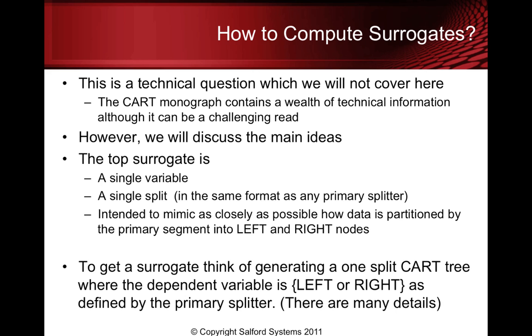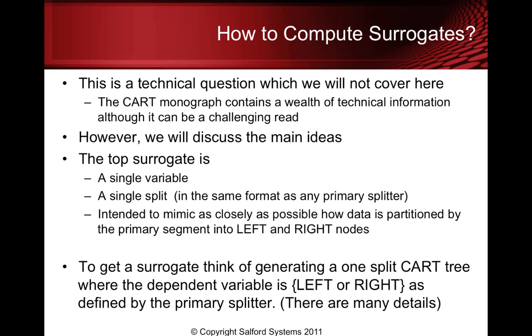First of all, the top surrogate, and in fact all surrogates, are always constructed from one variable. Now this may sound like not news to you. However, a primary splitter, if you request it, could involve more than one variable. We can have linear combinations of variables. But a surrogate, by definition, is always made up of a single variable. Furthermore, this variable is used to create a two-way split in the data. So the surrogate could be a categorical variable or it could be a continuous variable, but we will be using that variable to split the data into two parts.